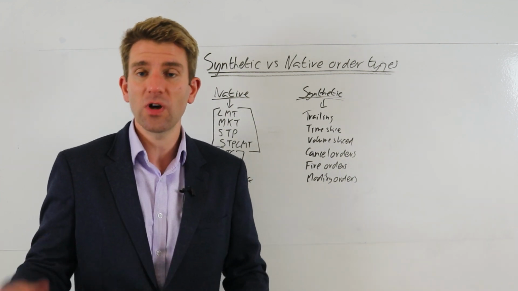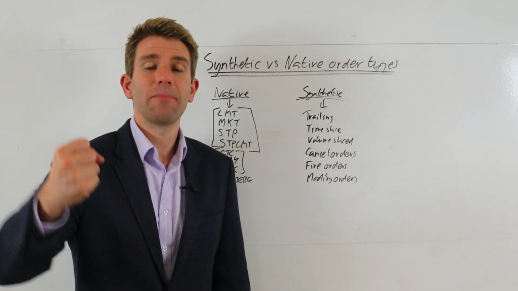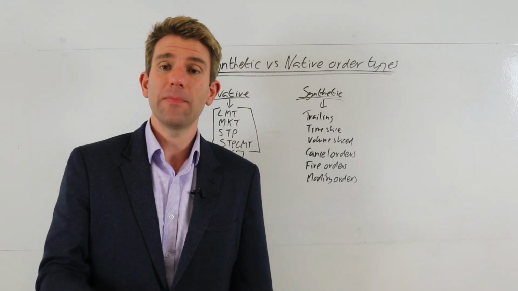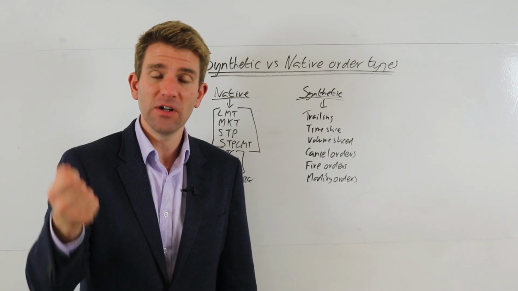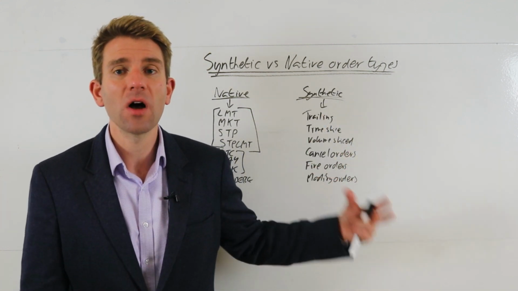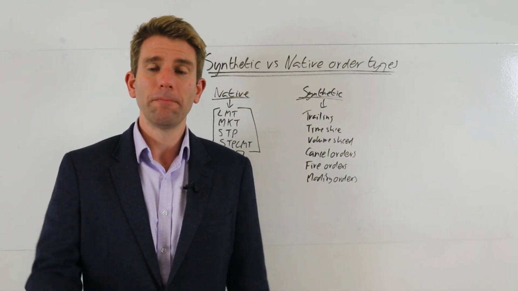So if your broker server goes down, your computer goes down, as long as the exchange is still up, that order will be executed. If it's a synthetic order type, it won't be sitting on the exchange. It won't be sitting there ready to be filled, and it means that if the broker's server goes down, they can't send the order to the exchange. Subtle differences, but it's important.